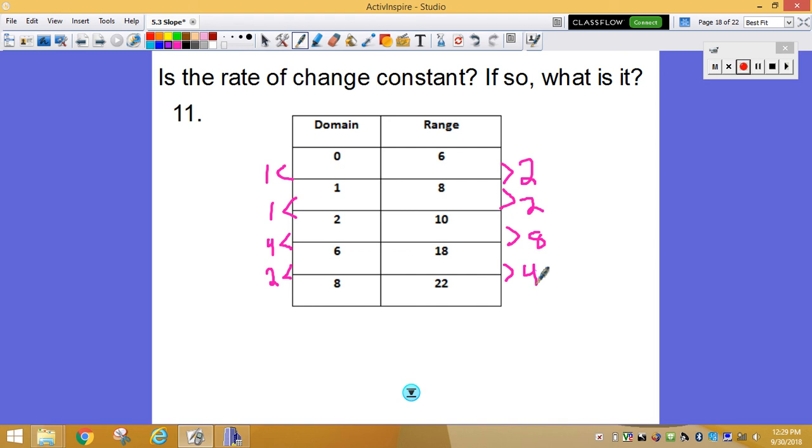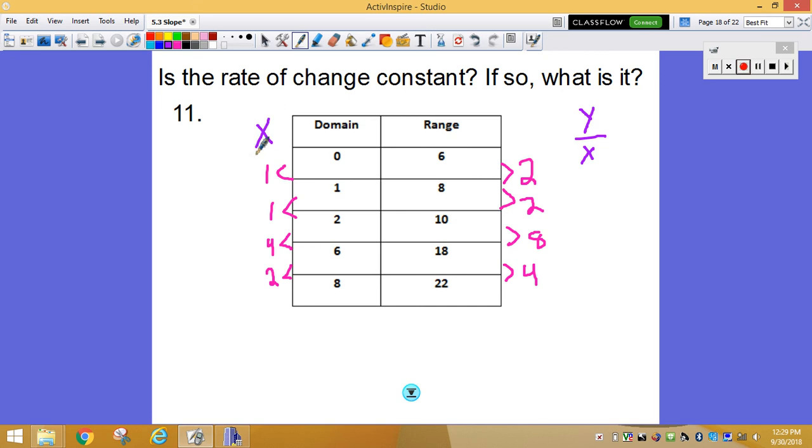My y's went 2, 2, 8, 4. Now, if the x's and the y's are different, then we're actually going to have to divide them. And if you remember, your slope is your change in y over your change in x. So I'm going to do that for all of these.